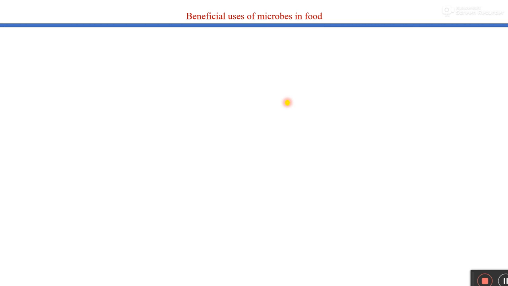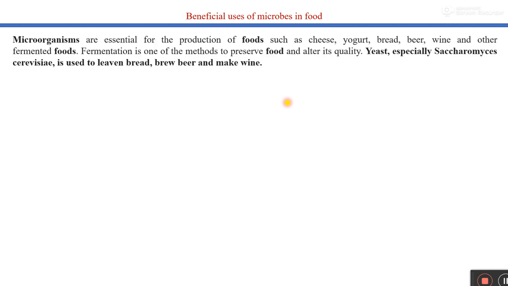So now, after learning about the harmful effects of bacteria in food production, I would like to talk about beneficial uses of different microbes in food. Microorganisms are essential for the production of food such as cheese, yogurt, bread, beer, wine, and other fermented food. And fermentation is one of the methods to preserve food and alter its quality. Yeast, especially Saccharomyces cerevisiae, is used to leaven bread, brew beer, and make wine.